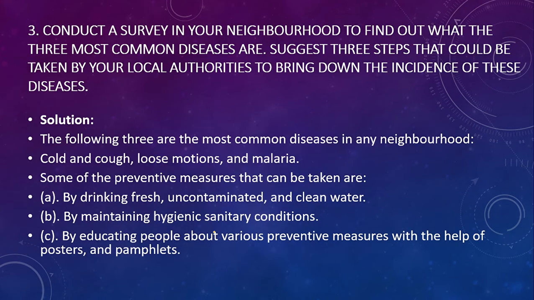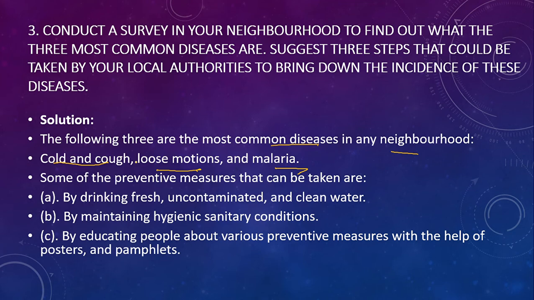Now conduct a survey in your neighborhood to find out what the three most common diseases are. Suggest three steps that could be taken by your local authorities to bring down the incidence of this disease. Okay, so the solution is: the following three are the most common diseases in any neighborhood, right? That is cold and cough, loose motions, and malaria. These are the most common diseases.